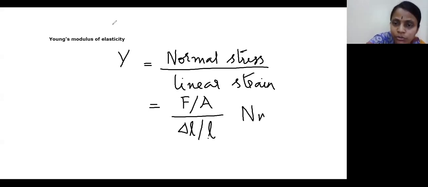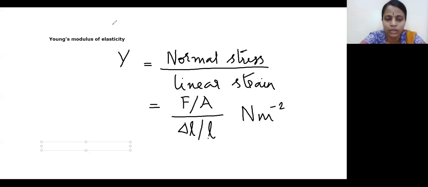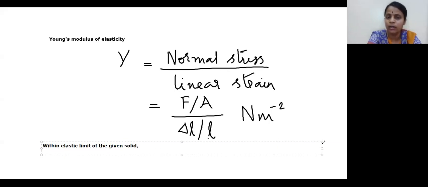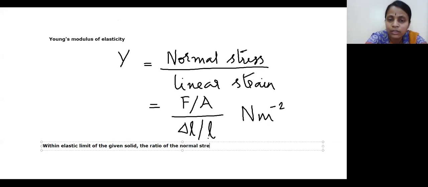That's going to be Newton per meter square. How are we going to define Young's modulus? Within, please remember, within elastic limit of the given wire or solid, upon which you are applying stress, the ratio of the normal stress, this normal stress can also be called linear stress or longitudinal stress.